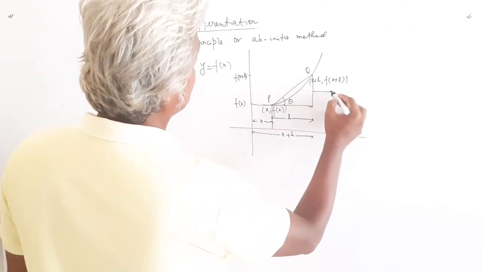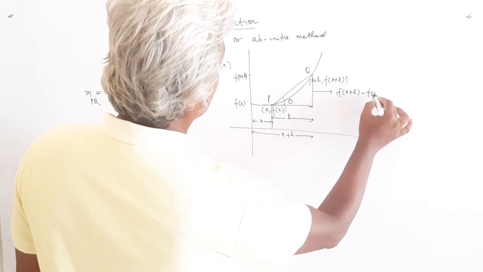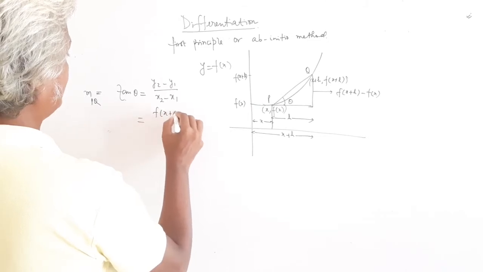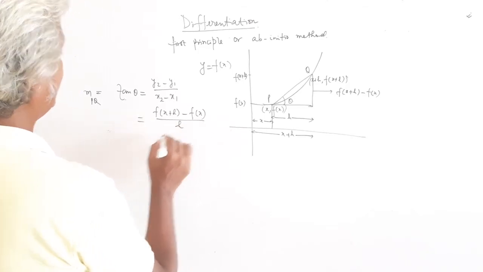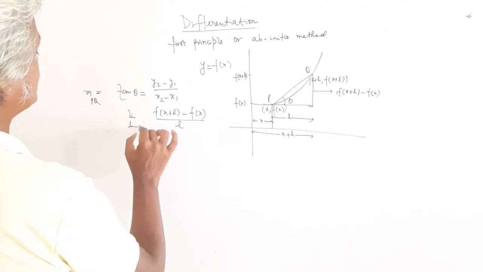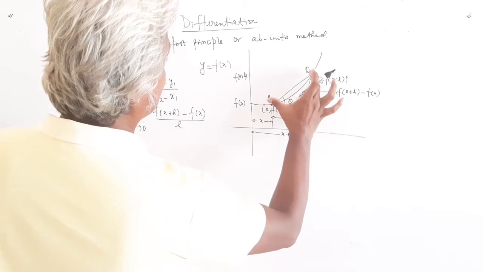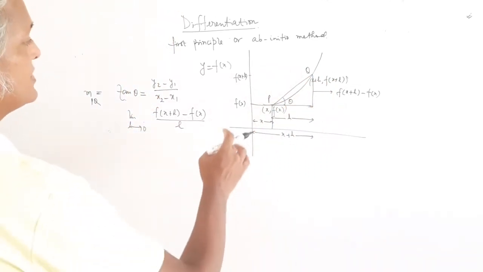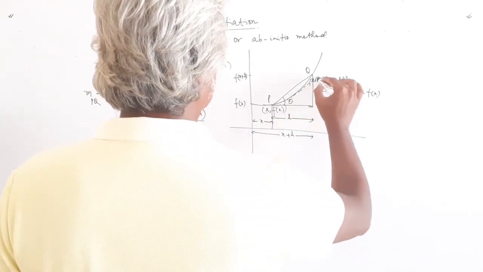So this distance will be f(x plus h) minus f(x), and the slope will become f(x plus h) minus f(x) over h. And if we apply the limit h tends to 0, when P and Q coincide, this chord will become the slope of the curve, and that will become the tangent somewhere like this.